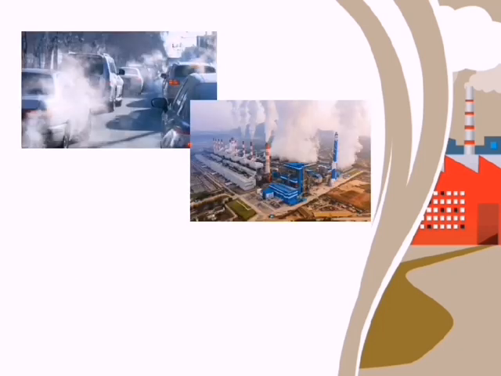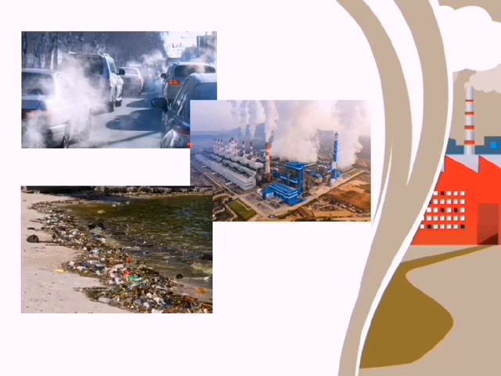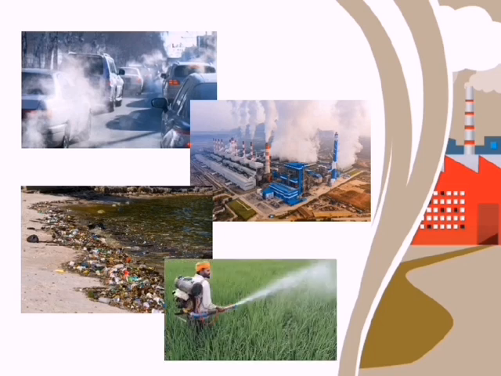For example, cars. Cars spew pollutants from their exhaust pipes, and burning coal to create electricity pollutes the air. Industries and homes generate garbage and sewage that can pollute the land and water. And also pesticides, chemical poisons used to kill weeds and insects, seep into waterways and harm wildlife.